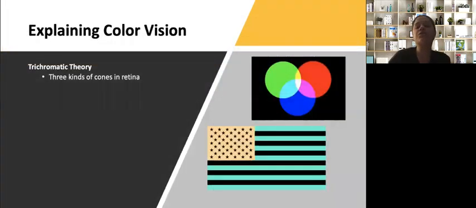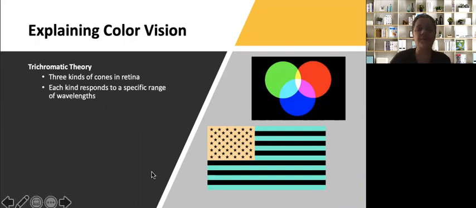Now, a person with normal color vision is able to see the full spectrum of colors from violet blue to red. Okay, when we were talking about the visual spectrum, most people can see all those colors. And thus, they have three kinds of cones in the retina, with each cone responding to a specific range of wavelength. So, there are three according to the trichromatic theory. They are blue violet, green, and yellow red.